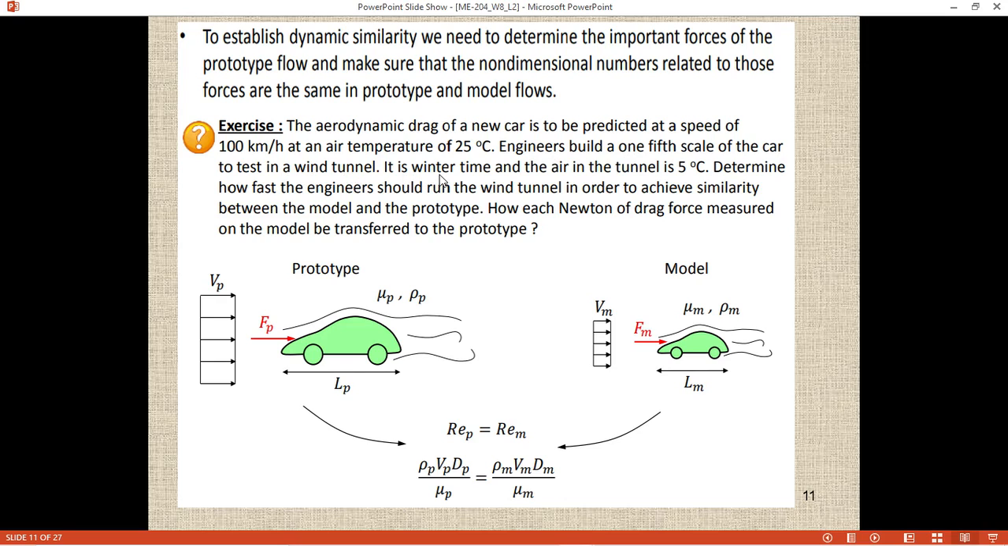It is winter time and the air in the tunnel is 5 degrees centigrade. Determine how fast the engineers should run the wind tunnel in order to achieve similarity between the model and the prototype. How should each Newton of drag force measured on the model be transferred to the prototype? So we have to find out the force ratio.